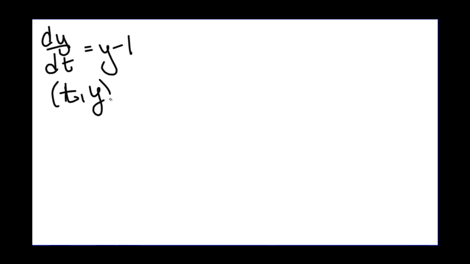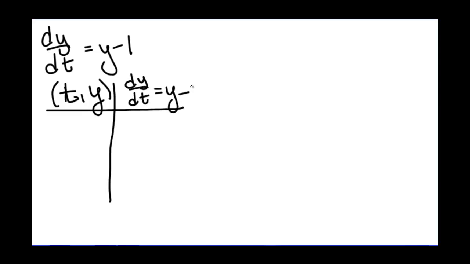Let's consider dy over dt equals y minus 1. So this says that the slope of function y at any point is equal to y minus 1. So the y coordinate minus 1. So we can create a table of values. So we have our point t, y and our slope dy over dt, which is equal to y minus 1.